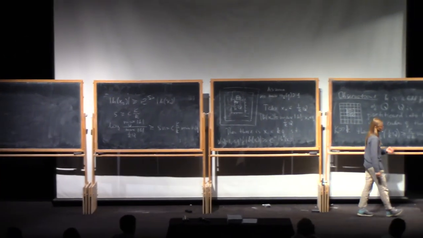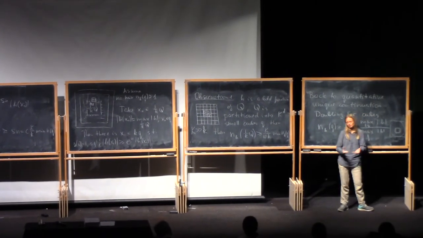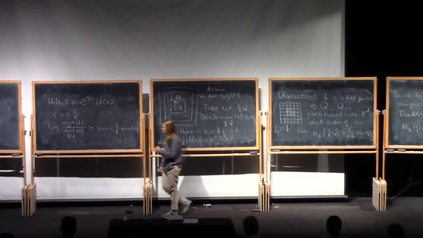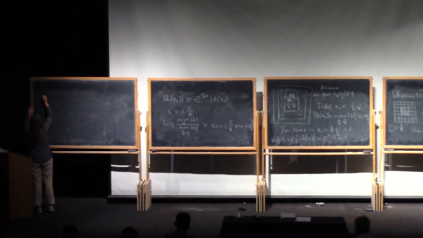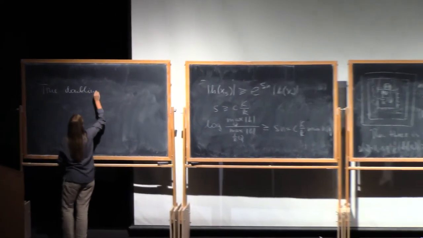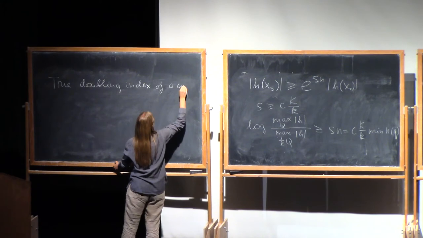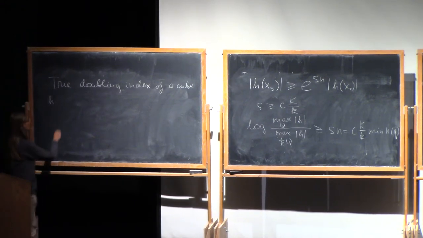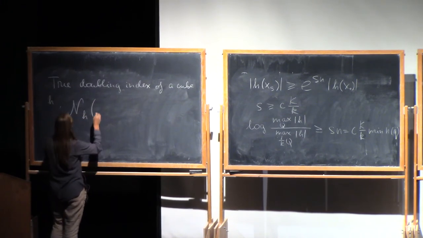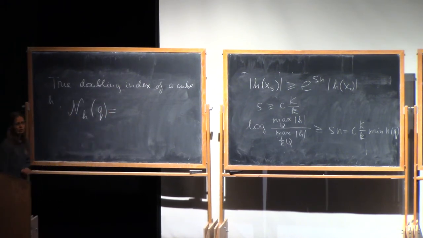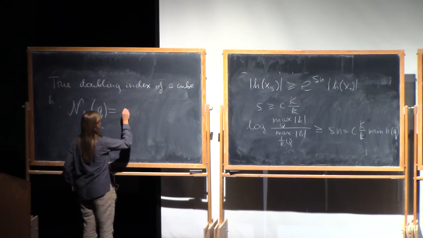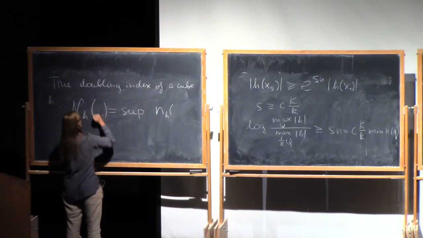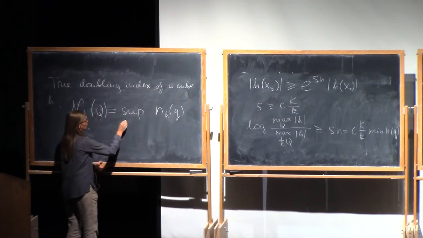We talked about doubling on the balls, now we have doubling on the cubes, but up to some constants it's still kind of an increasing function. So the true doubling index of a cube should look like that. So we have function h, think of it as a solution of an elliptic equation now, and define N of h of q as the supremum over doubling indexes of h. Let me put large q here, small q there, over all q.